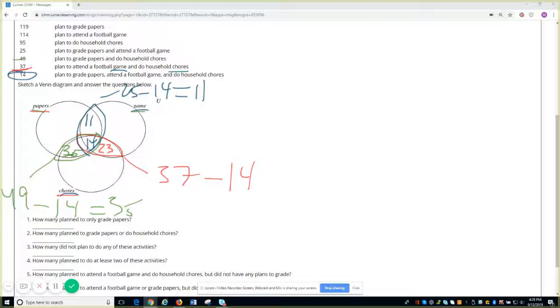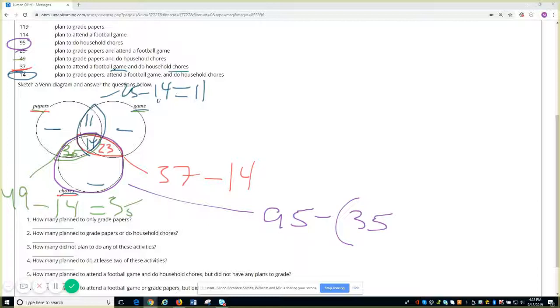Now, we also need to figure out the number of people that just were grading papers, and the ones that only went to the game and the ones that only did chores. And to figure that out, we've done all these. Okay, so 95 people are doing chores, but that number 95 represents everyone who's doing chores. And so to know the number of people that are just doing chores, we have to subtract all the numbers that are already in that circle, the chores circle. That would be 35, 14, and 23. So all those people I need to subtract out of 95. Okay, so that leaves me with 23 people. And the way that you can check is the four numbers that are inside the chores circle should add up to that total of 95.